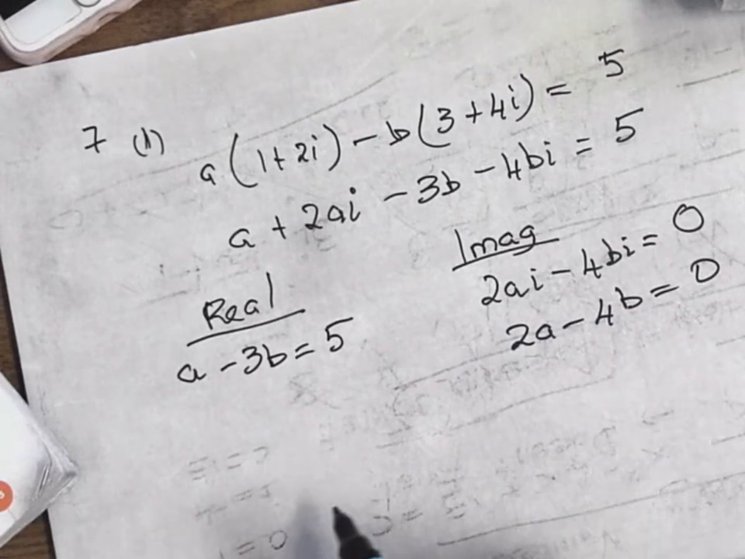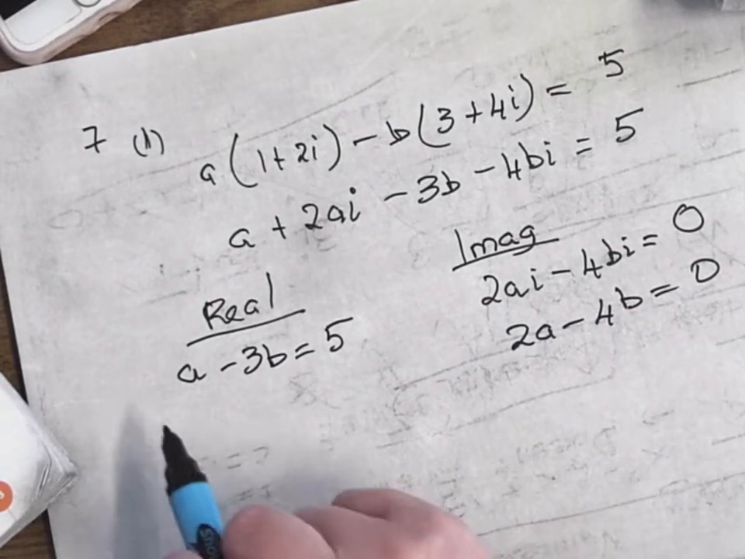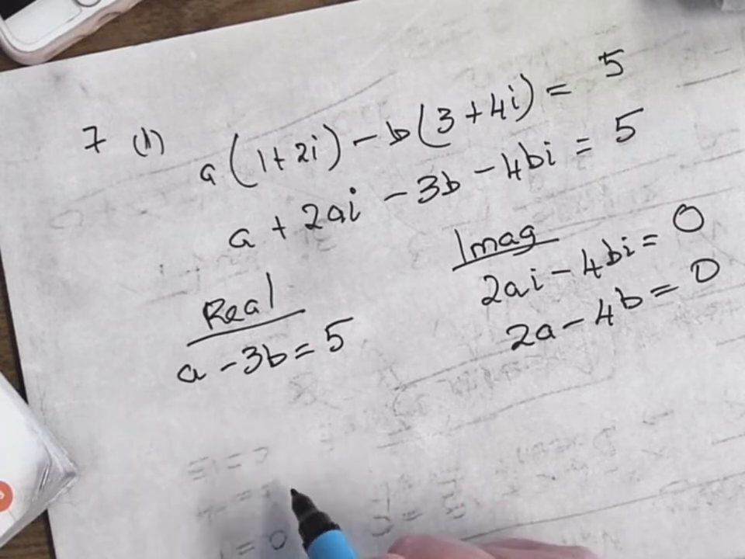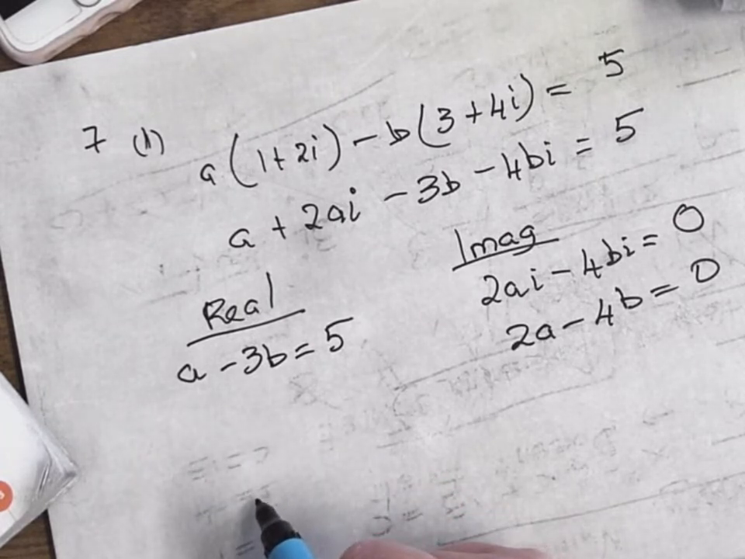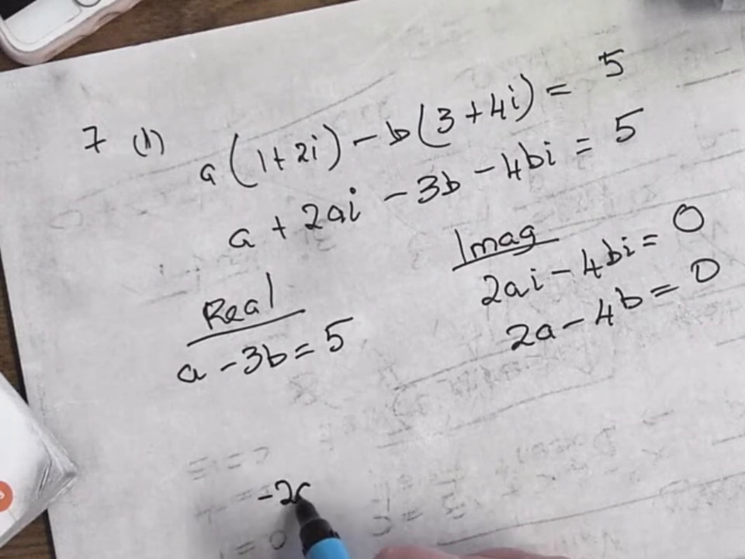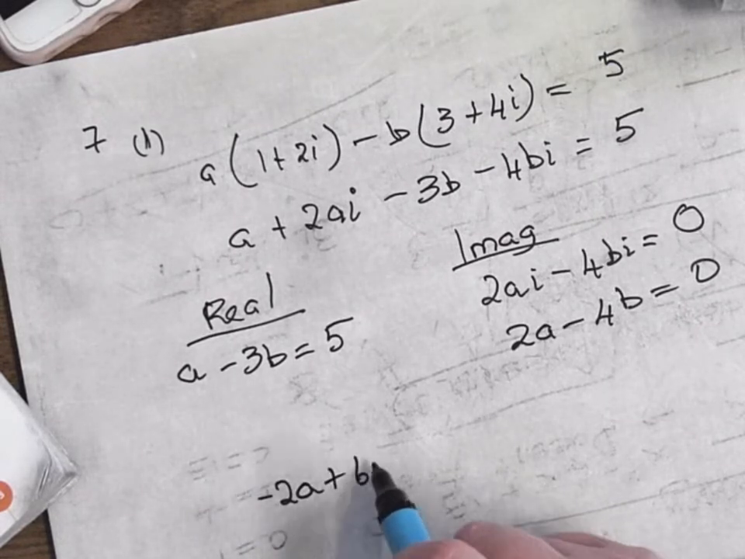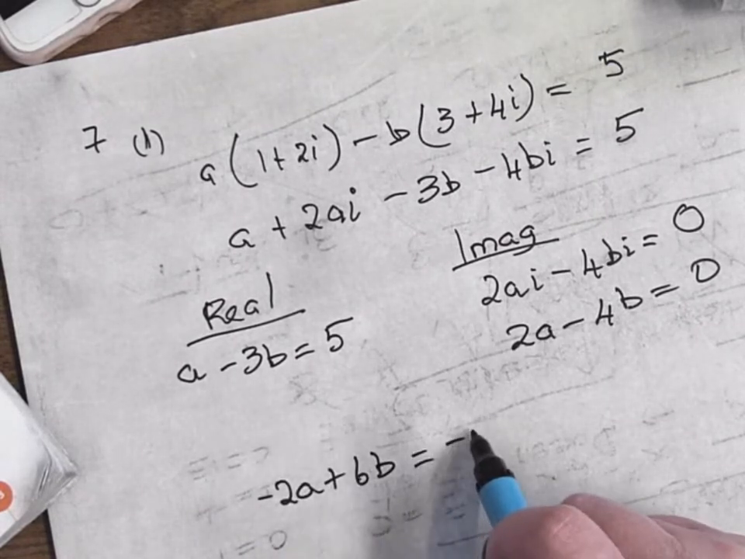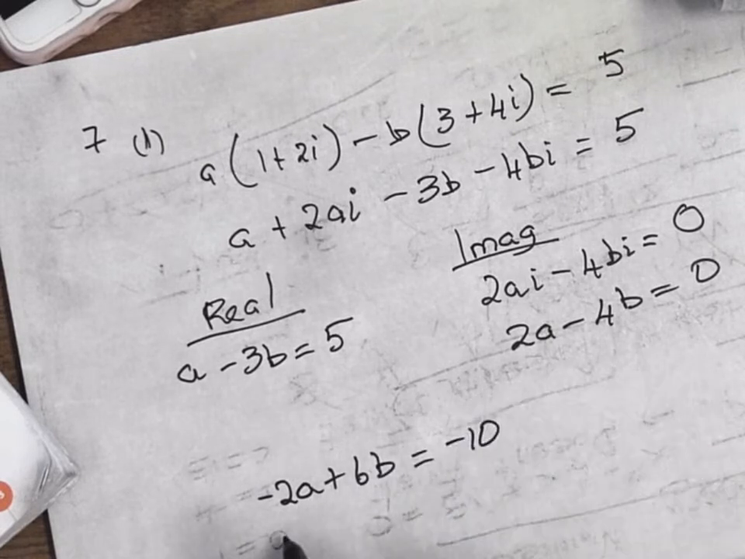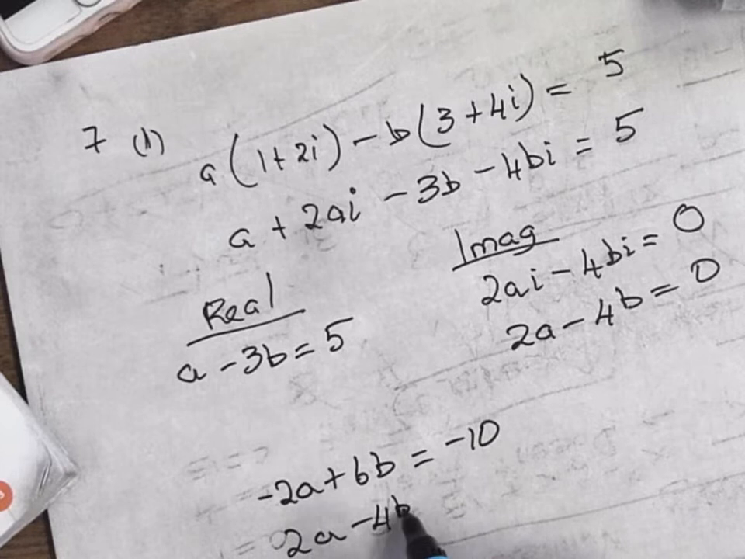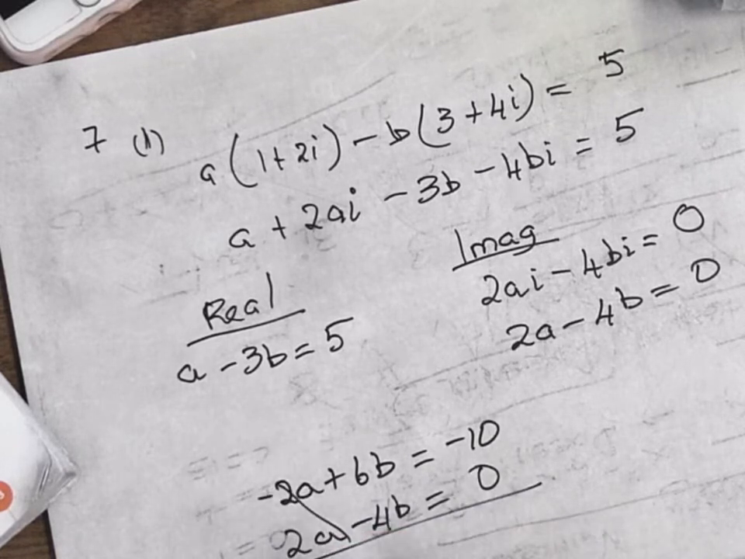Okay, simultaneous equations then. I'm going to multiply the top one by minus 2. So I go minus 2a plus 6b equals minus 10. And then the bottom one is 2a minus 4b equals 0. They cancel. Minus 2b equals minus 10.